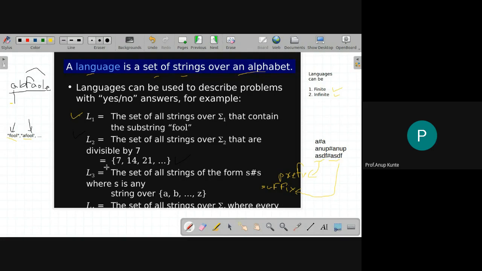Now, this particular set, 7, 14, 21, is the set of all valid decimal numbers which are divisible by 7. So it is representing, in a way, all the valid inputs when I'm asking a question whether the given input is decimal and divisible by 7 or not. All the elements in this set, 7, 14, 21, and so on, if I give them as input to a certain black box device, it is going to return me yes, because these all are multiples of 7.